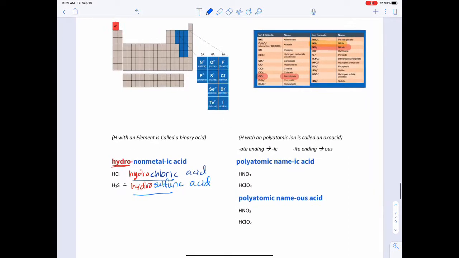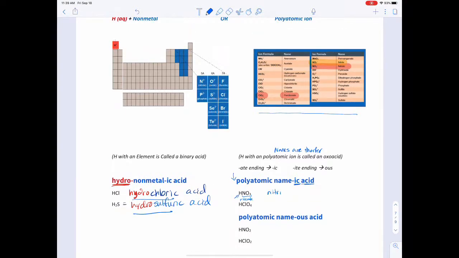Let's look at the other ones. When you put a hydrogen with polyatomic ions, I think it's interesting that these kinds of acids have shorter names, but they have more elements in them. So you have to pay attention to the name of the polyatomic ion. You do not just write down the name of the polyatomic ion like you have in all other situations. You look at the ending. NO3 is a nitrate. Since it ends in ATE, it becomes nitric acid.